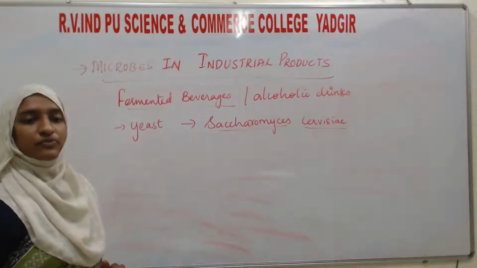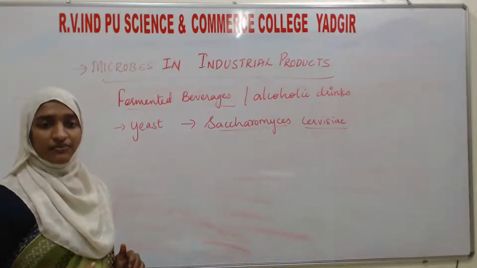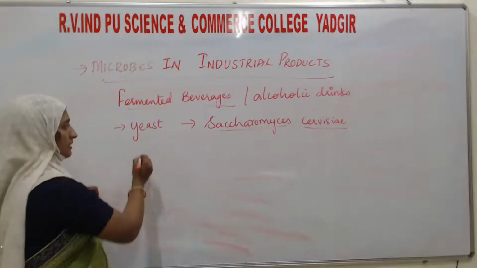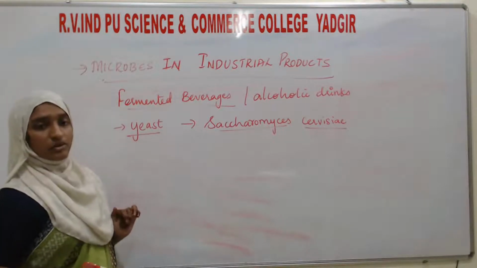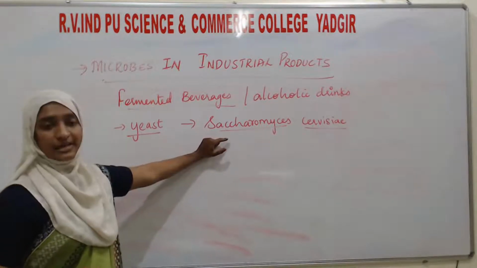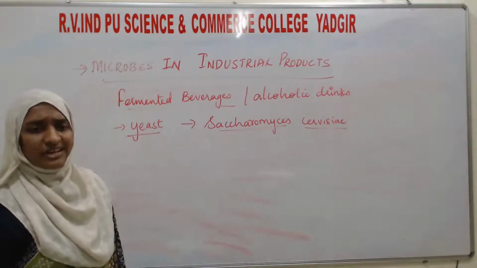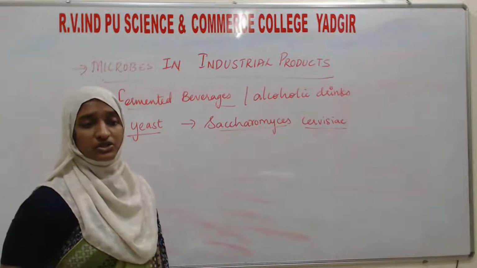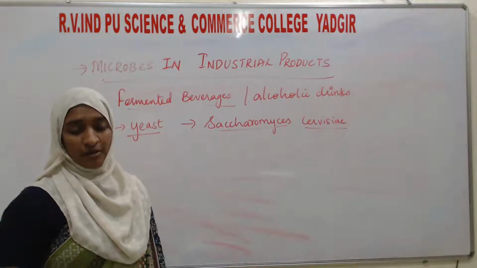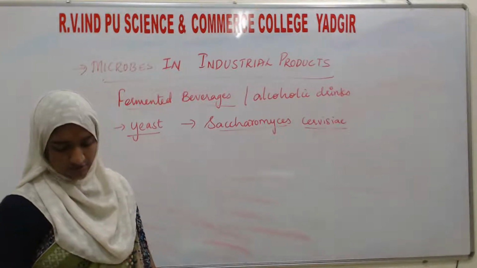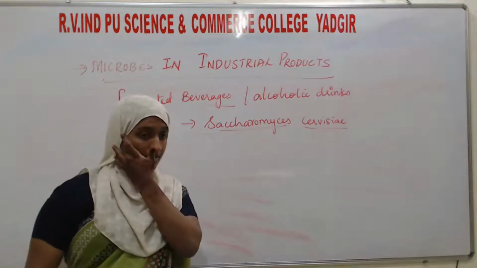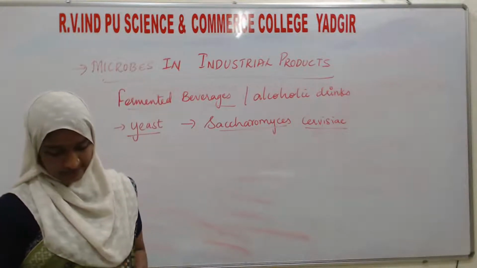In the production of these alcoholic drinks or fermented beverages, the common microbe used is the yeast. The commonly used strain of yeast is Saccharomyces cerevisiae. You studied Saccharomyces cerevisiae in the last class; it is also known as baker's yeast. So what are those alcoholic drinks? Just now I told you, such as whiskey, beer, rum, brandy, etc.